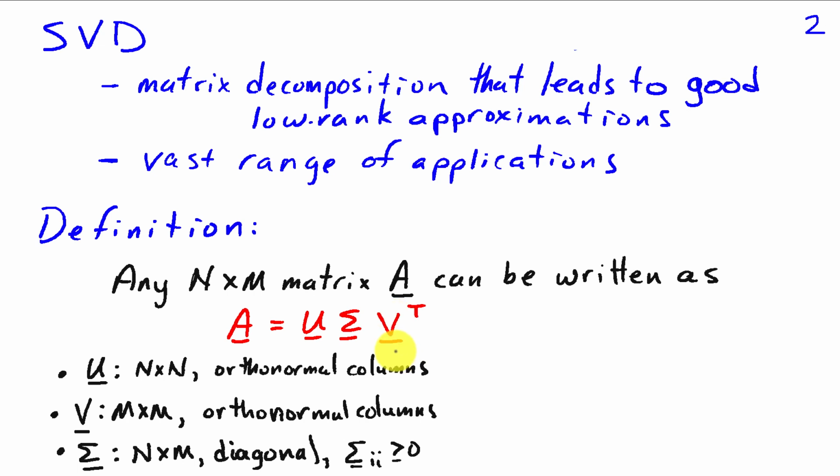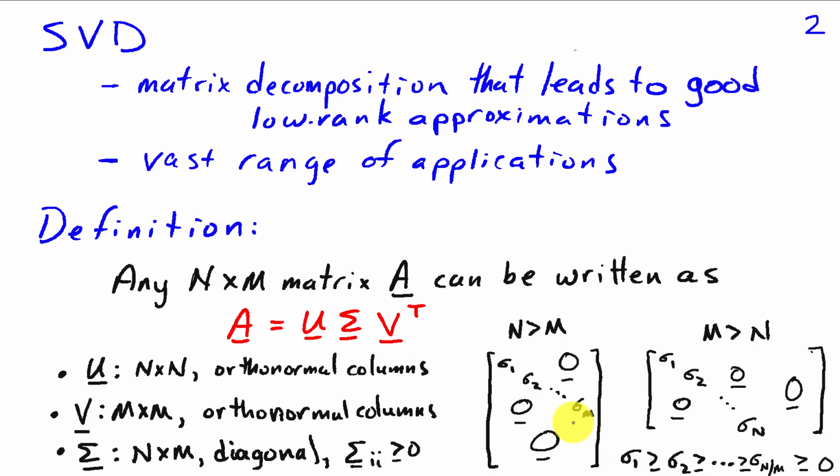Now there's two different forms for sigma depending on whether n is greater than m, in other words the matrix is taller than it is wide, or m is greater than n, which would be the case where the matrix is wider than it is tall. If the matrix is taller than it's wide, the m by m matrix containing the diagonal is on top of a whole bunch of zeros. In the other case, where m is greater than n, then the diagonal ends here on the left, and on the right we have a matrix of zeros.